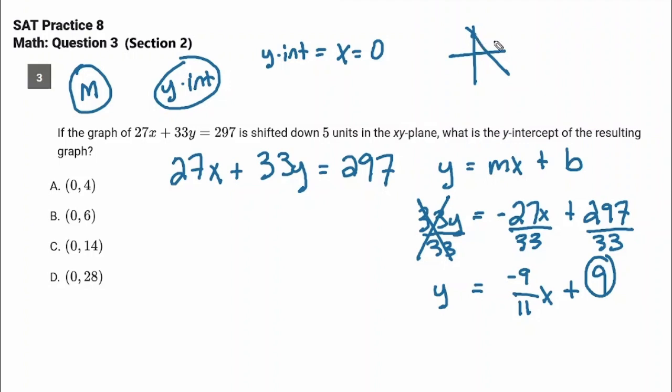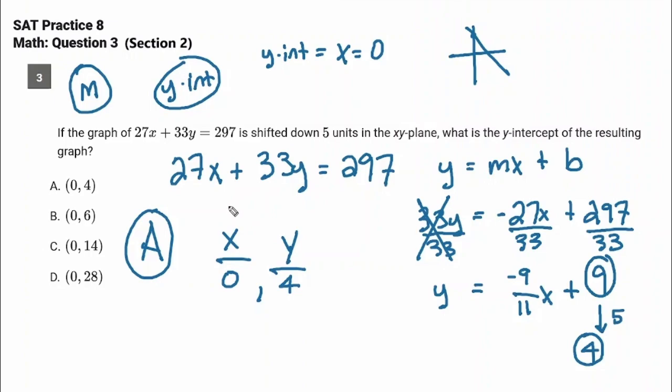y-axis at 9. If you're going to move it down 5, well, you're going to move it down. So when you go down 5, what's it going to be? It's going to be 4. So I said y-intercept x equals 0. And we know that the y-intercept is 4. So it's 0, 4. That's our answer. It's A. We get it right. And we move on.